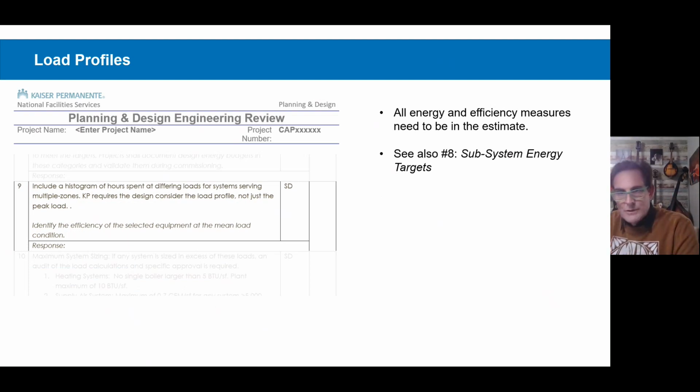The next requirement is for load profiles. This goes back with the load calculations. We're never just looking for peak loads. We always want to see the profile. Where is that system operating in the neutral condition? And where is it operating? What is its most common operating conditions?